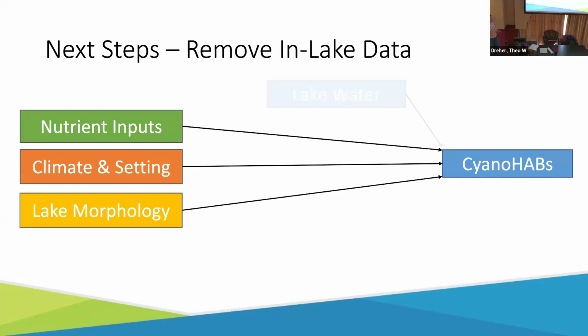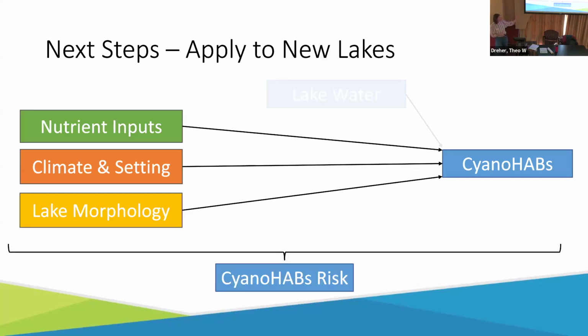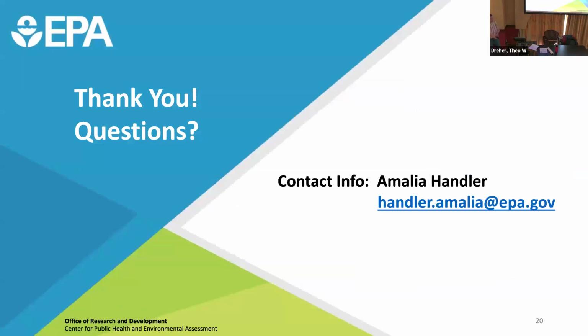Our next step is to remove that in-lake part of the information, because while it's super useful for understanding when and where HABs are going to happen, a lot of times we struggle to get that information for a large number of lakes. And we have information in these other buckets about the nutrient inputs, climate setting, and lake morphology for many more lakes across the country. And so the idea is that once we have these models together, then we can apply them to understand the CyanoHABs risk at a much larger number of locations. So that is where we are headed.